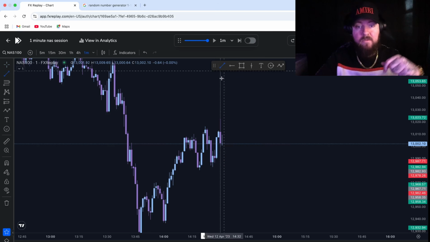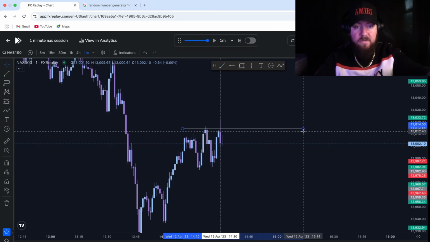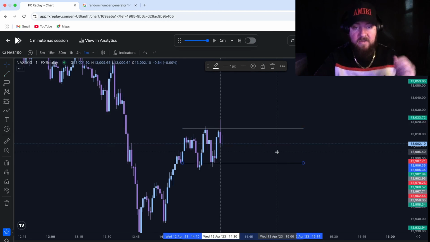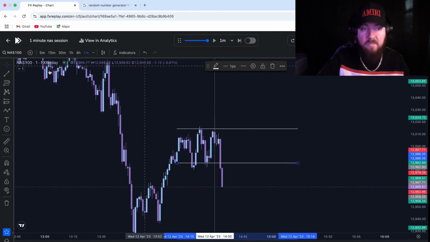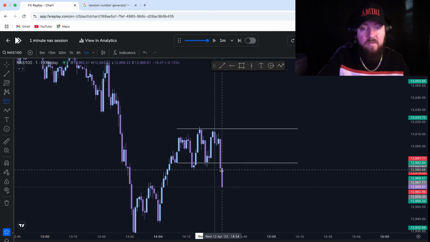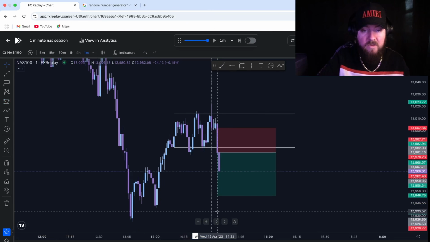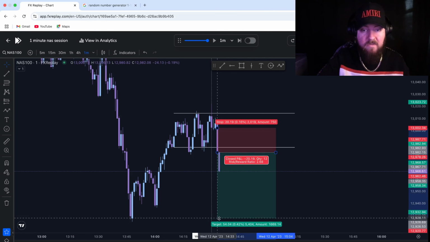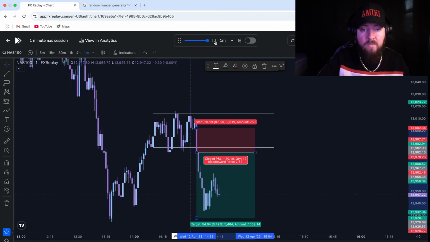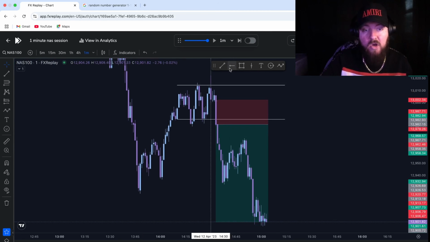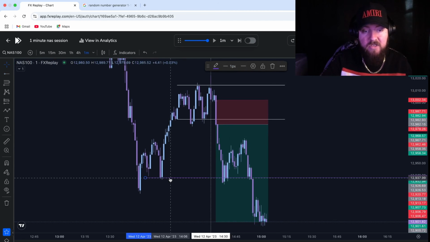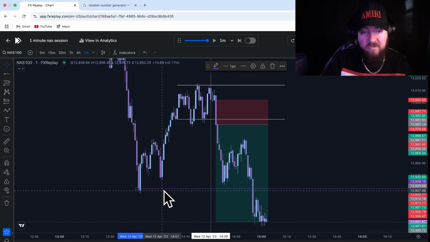Right, so we got this structure there. Got this clean structure there. Couldn't really ask for cleaner structure, to be honest. Boom. What do? We get a break with volume. We get in. 20 pip stop loss. Targeting previous structure. 1 to 2. Boom. Look at why I'm targeting previous structure, because price loves to come and take out previous structure.